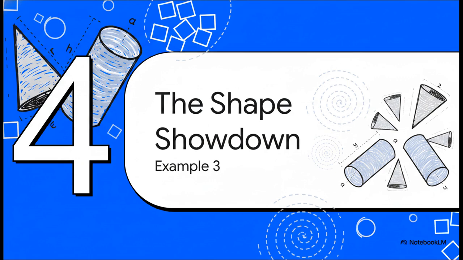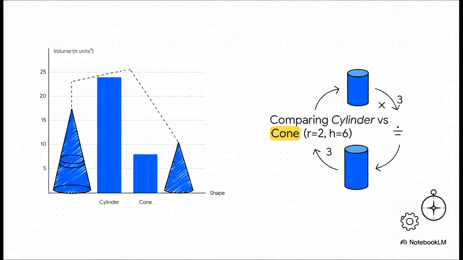Okay, moving right along to what I like to call the shape showdown. Example 3. This really brings everything we've been discussing together. Imagine a cylinder and a cone that share the exact same dimensions, a radius of 2 and a height of 6. The math tells us the cylinder holds a volume of 24 pi, while the cone holds just 8 pi. And hey, 8 times 3 is exactly 24. Boom! It proves mathematically that the cylinder is exactly 3 times larger. It's geometry in perfect harmony.